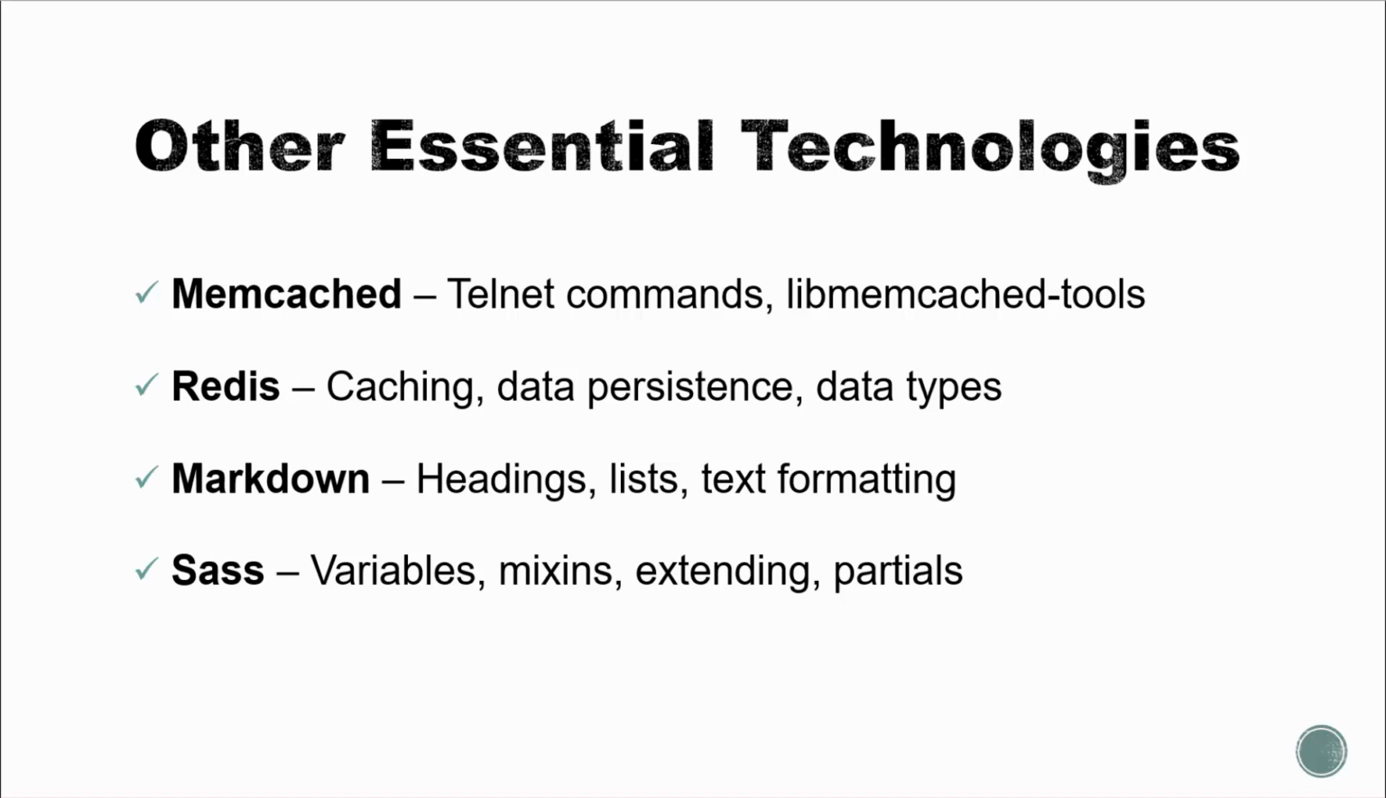Redis is similar to Memcached, except it allows us to have data persistence. So it's basically a database / caching system. We'll look at the different data types it can hold and much more.